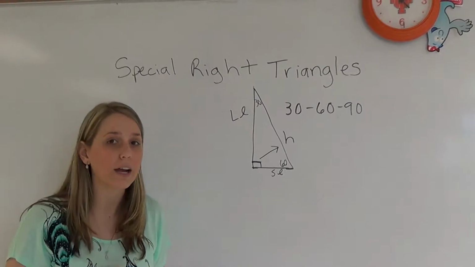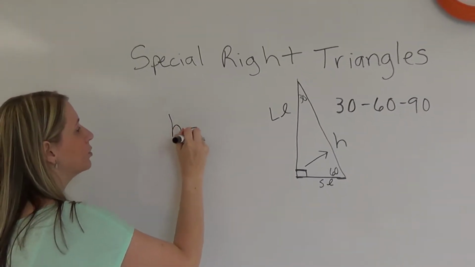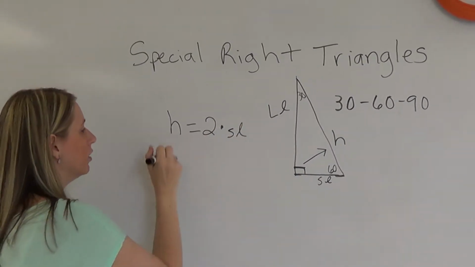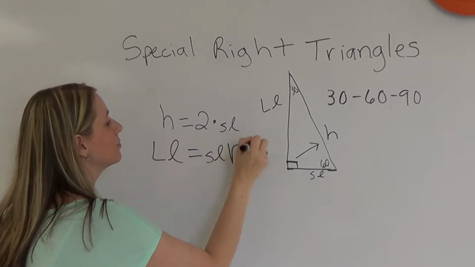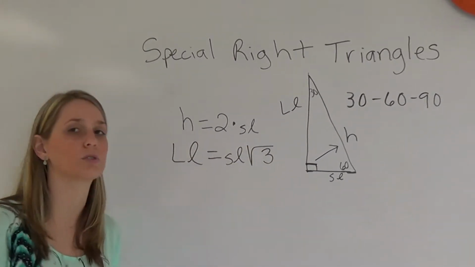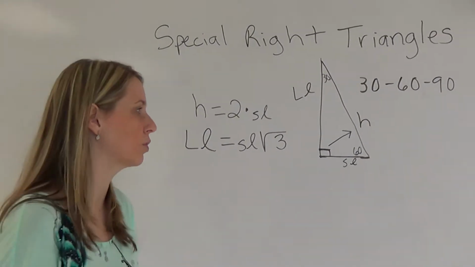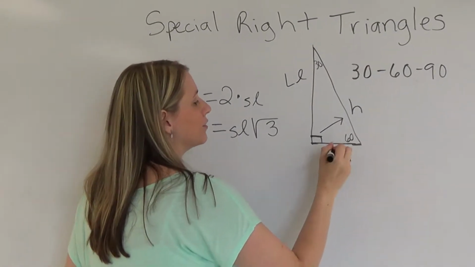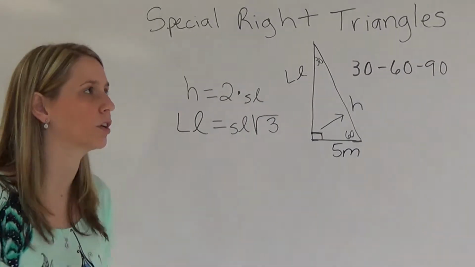Now, if you have one side, you can always find the other two using two formulas. Your hypotenuse is equal to 2 times the shorter leg, or your longer leg is equal to the shorter leg times the square root of 3. So as long as you have one, you can find the other two using the formulas. So let's start with the shorter leg. Let's say we know our shorter leg is 5 meters. It's always easier when you start with the shorter leg, so we'll start there first.